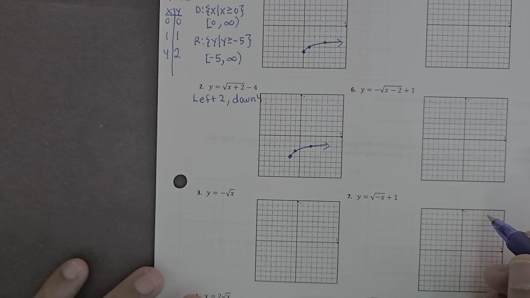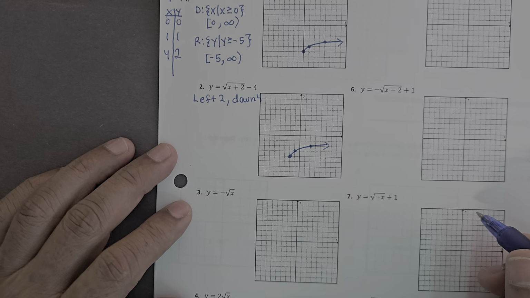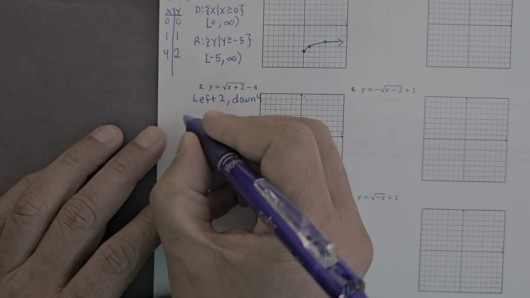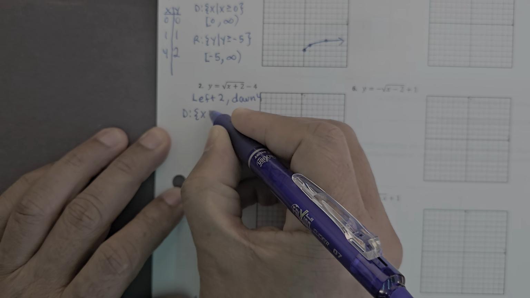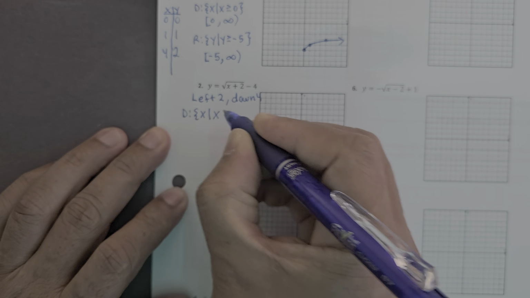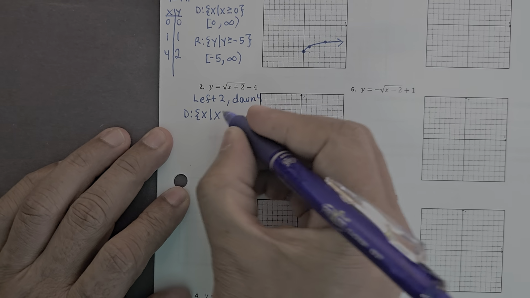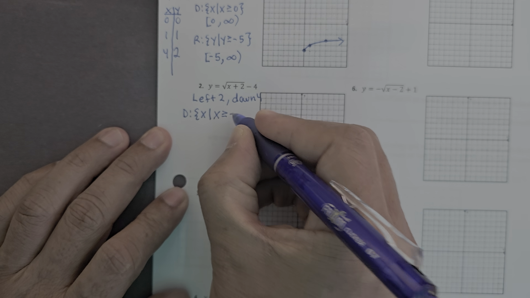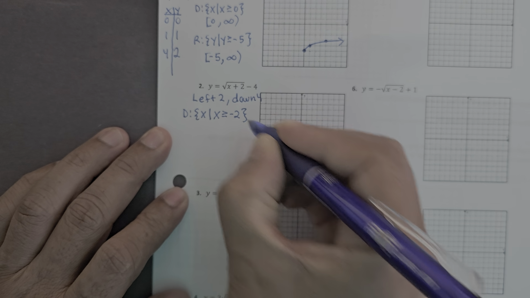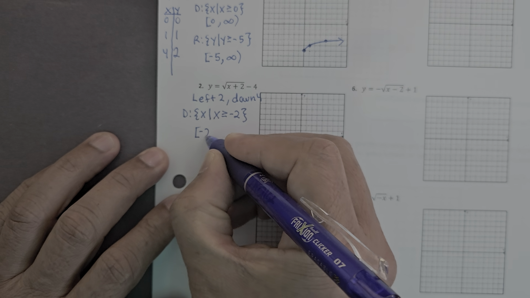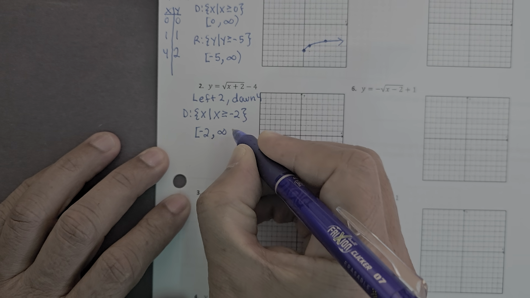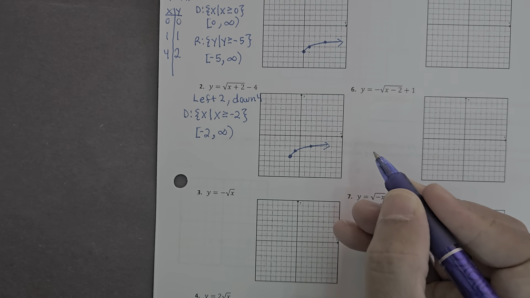For this one, the domain and the range get affected because this went to the left 2. So when we state the domain, we take that into account. So x such that x is now, instead of greater than 0, greater than or equal to -2. This is in set notation. In interval notation, bracket, -2, and then it goes to infinity as it goes to the right.